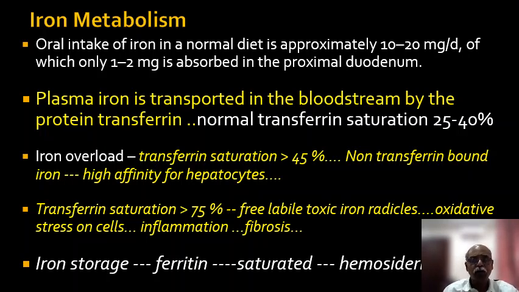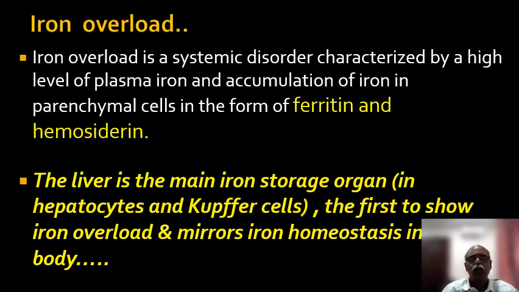Now iron is stored predominantly as ferritin. And if ferritin, which is a protein, gets saturated, it is stored as hemosiderin, which is a separate molecule that forms clusters wherever it is stored. Hemosiderin. What is meant by iron overload status? Iron overload status is a systemic disorder characterized by high levels of plasma iron and accumulation of iron in parenchymal cells in the form of ferritin and hemosiderin.